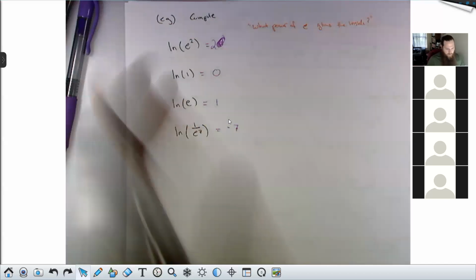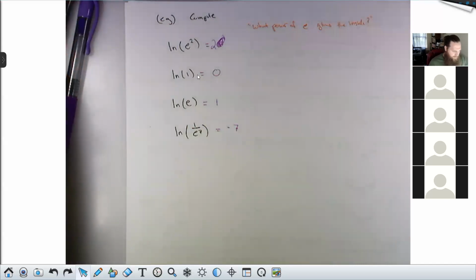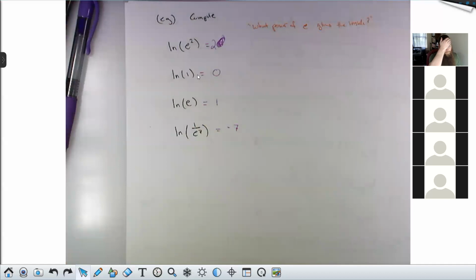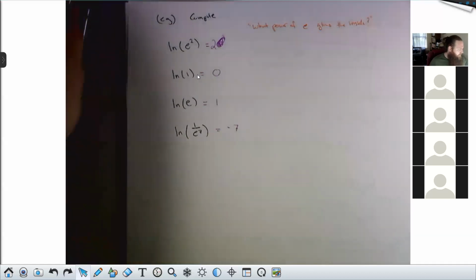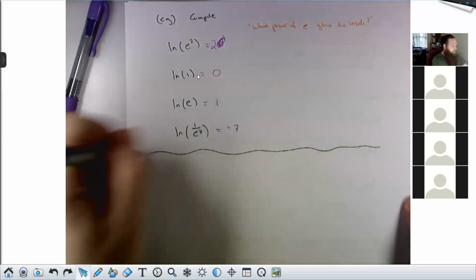We could go through this with the common log also, just putting powers of 10 inside, but I don't think that's very exciting. So what I do want to do is look at some graphs, right? There was that graph from the test, but I think it's wise to look at the graphs of 1 or 2 of these. So let's start with the graph of the base 2 logarithm.